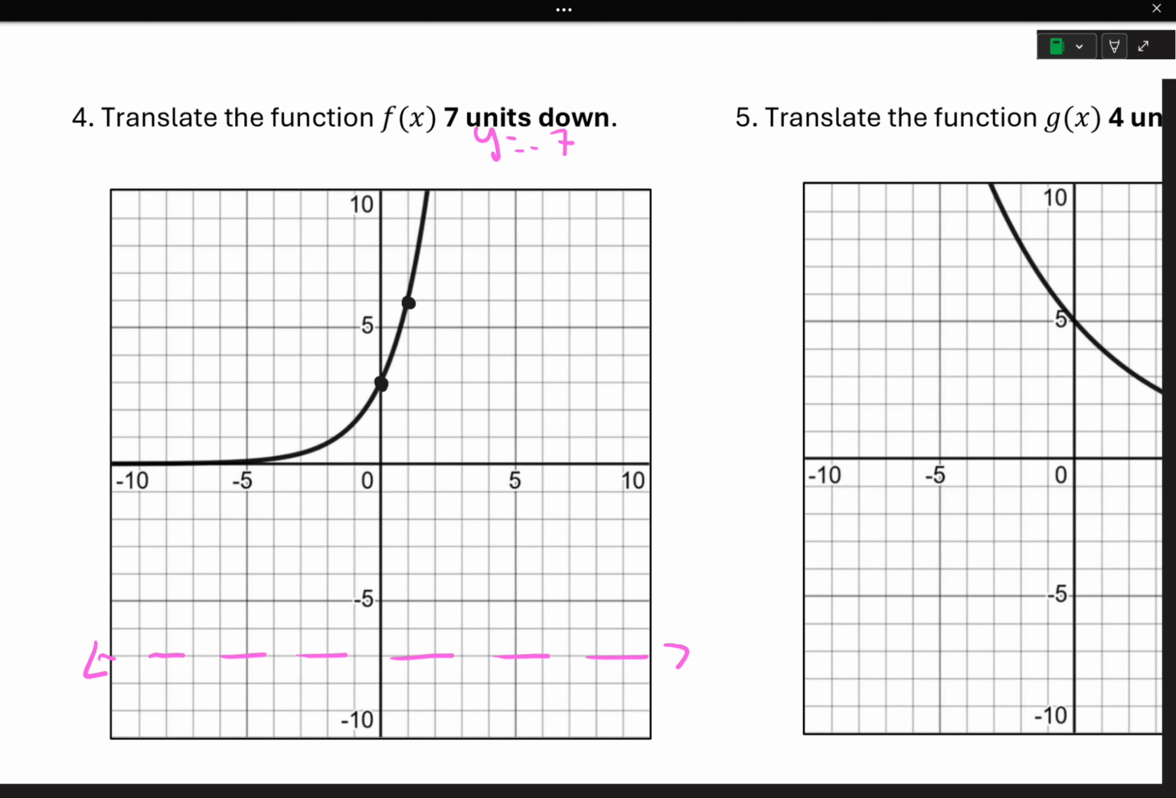Now I'm going to go ahead and move the 2 points that I drew down 7 spots. 1, 2, 3, 4, 5, 6, 7. You sick of it yet? 1, 2, 3, 4, 5, 6, 7. And then I connect them to form a similar graph. There we go. I took the black line that I had printed and I moved it down 7 spots.